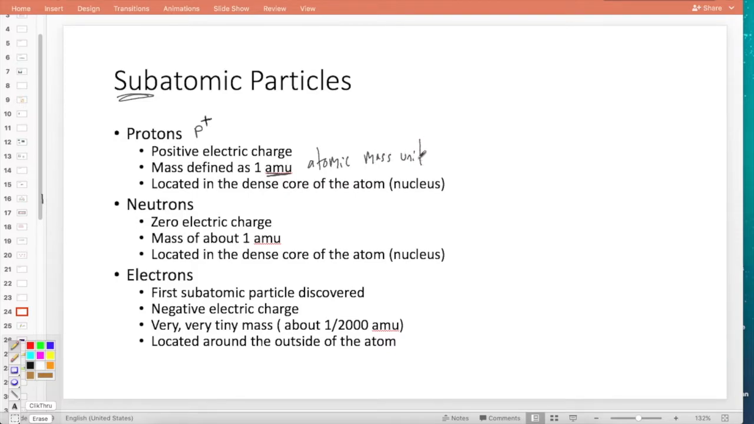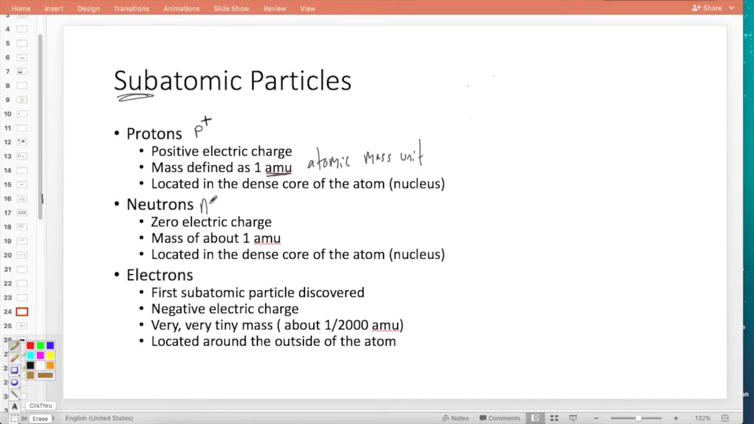Protons are so tiny. You guys have got to understand that we're talking such a tiny scale that chemists did not want to use the normal unit for mass, which is gram, because a gram is too big. Protons are incredibly tiny. So instead of saying that they are some tiny, tiny fraction of a gram, chemists just say that one proton is defined as 1 atomic mass unit. That is the mass of a proton. Protons are located in the dense core of the atom called the nucleus.